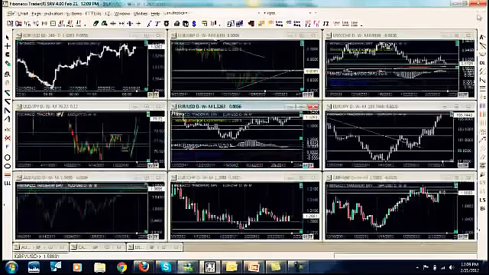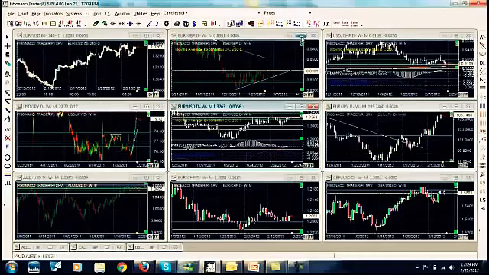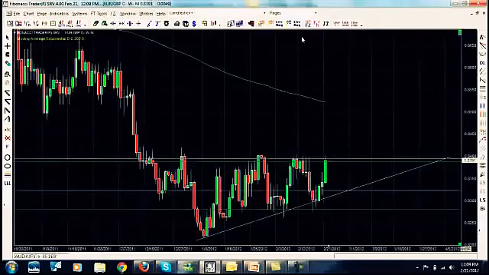I want to go to a currency pair that we've been trading a lot for the last couple of weeks. We've had, I don't know how many, 7 or 8 profitable trades of this pair. You can see this is the euro yen, the euro against the yen.